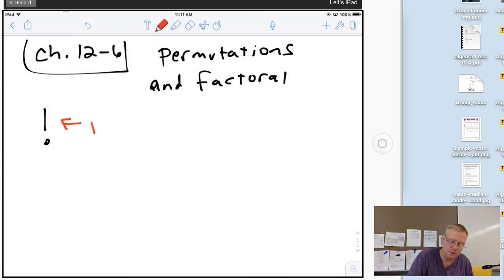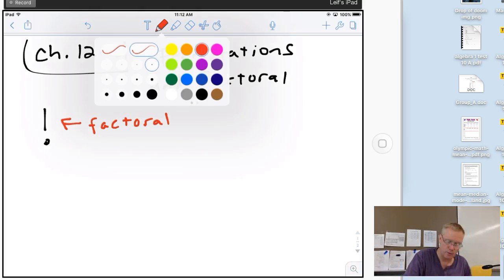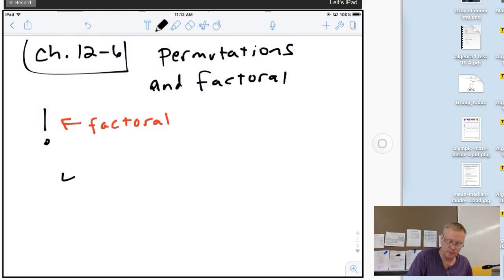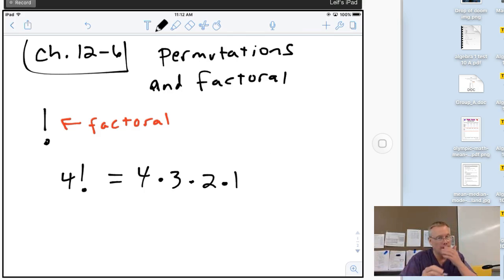And what that means is whatever number is before it. So suppose I took like 4 factorial, for example. This is the same as the numbers starting at 4 and going all the way down to 1 multiplied together. So 4 times 3 times 2 times 1, all right?